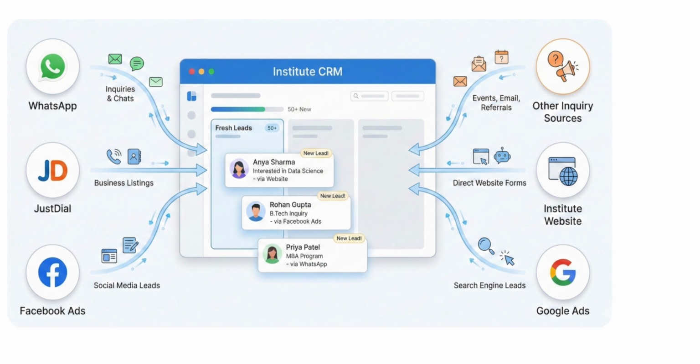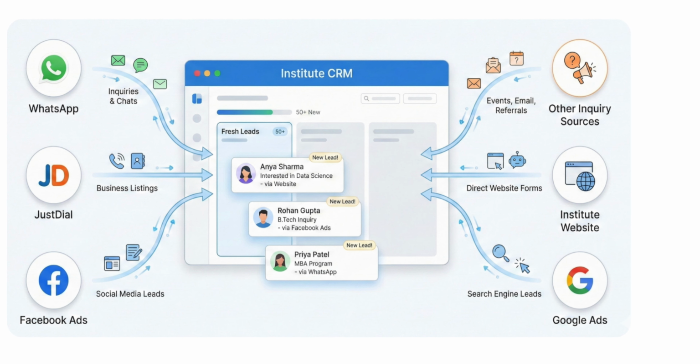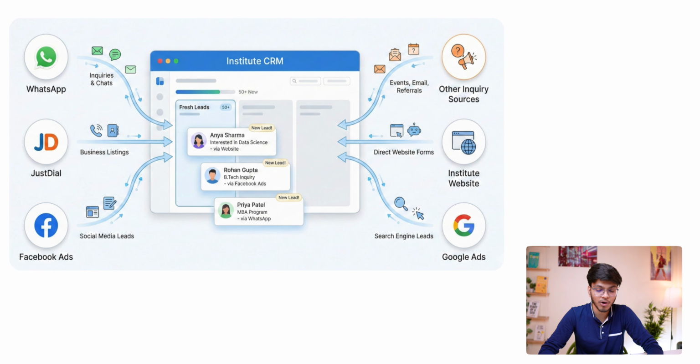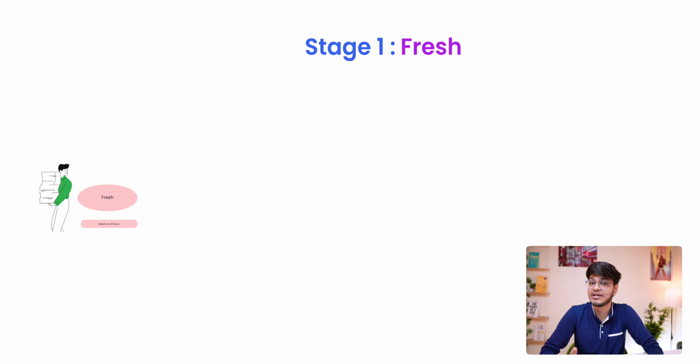Let's start from the very beginning, where the leads come from. Every inquiry that your institute receives automatically comes into the CRM. It doesn't matter where the student contacted you. It could be WhatsApp, Just Dial, Facebook, Google Ads, WhatsApp Cloud, even your personal WhatsApp number. No matter where the students contact you, the inquiry automatically gets captured into the CRM. And whenever a new inquiry arrives, the system automatically creates a lead for that inquiry with the first stage called Fresh.